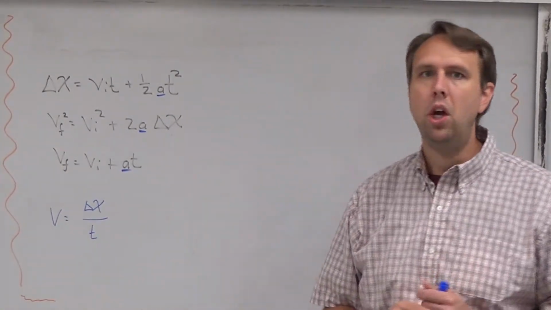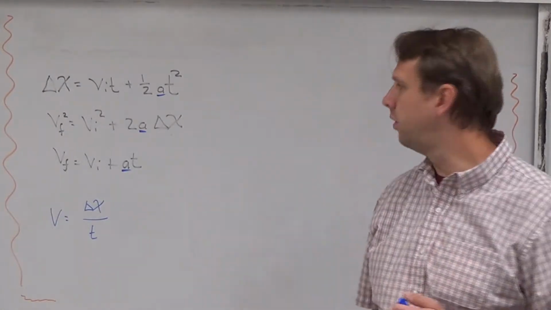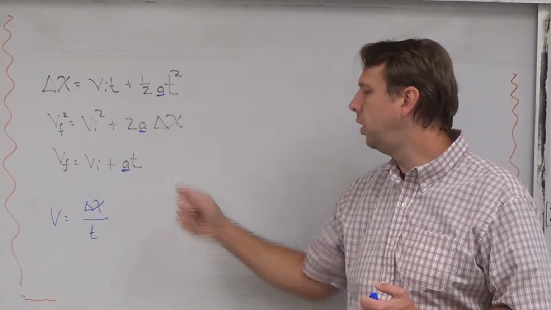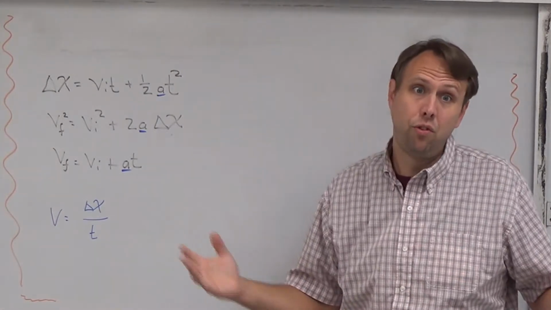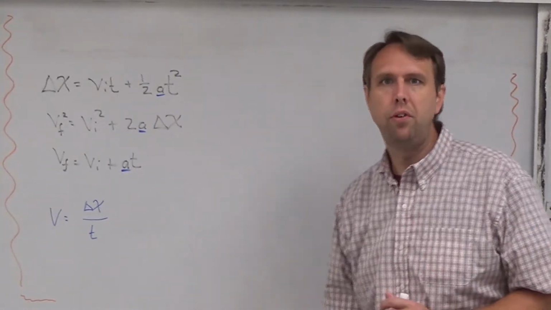Today's examples are going to involve things that are in a gravitational field, so they're falling down or accelerating. In all those cases, it will be uniform acceleration, in this case, uniform acceleration due to gravity. Let's go ahead and get started with our first example.